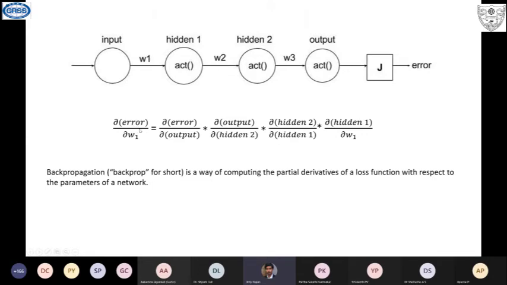So dou error by dou W1 will be dou error by dou output into dou output by dou hidden 2 into dou hidden 2 by dou hidden 1 into dou hidden 1 by dou W1. This is how you can compute dou error with respect to dou W1. Once you can compute this term, you can easily update W1. The new value of W1 will be W1 minus this value, right? Similarly, you can update W2, W3 and so on. This is called back propagation.